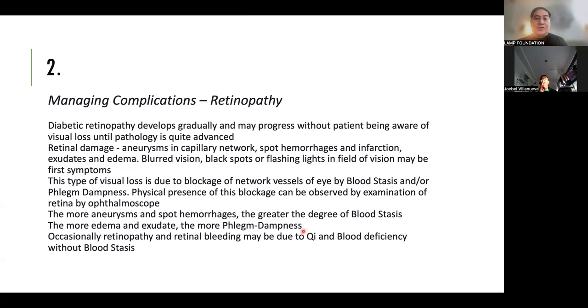So when it comes to blood issues, think of blood stasis, the hemorrhages and aneurysm. If you see a lot of edema and exudates, that's phlegm. Occasionally, retinopathy and retinal bleeding may be due to a deficiency pattern, Qi and blood deficiency.